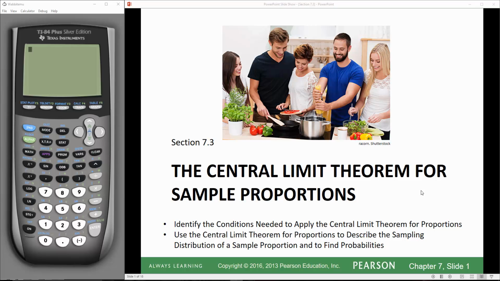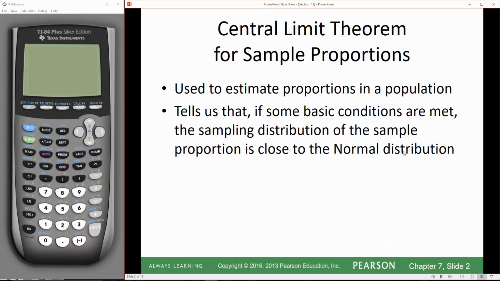Remember, the central limit theorem allowed us to know within one standard deviation, 68% of our data would fall, within two standard deviations, 95%, and within three standard deviations, 99.7%, right? So that's still going to apply here if we meet some conditions. We're going to use the central limit theorem for sample proportions to estimate proportions in a population, and also to tell us that if some basic conditions are met, the sampling distribution of the sample proportion is close to the normal distribution.